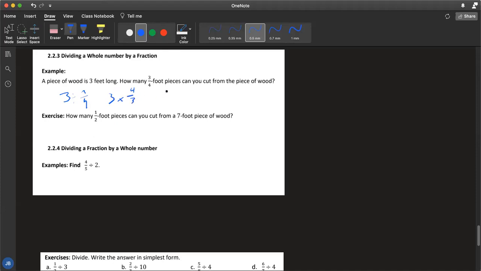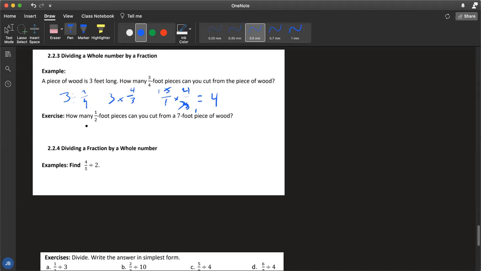Well, 3 is actually equal to 3 over 1. And so now we can cancel these out. They'll become 1, so we can make it 4 equal pieces. Does that make sense? Perfect.